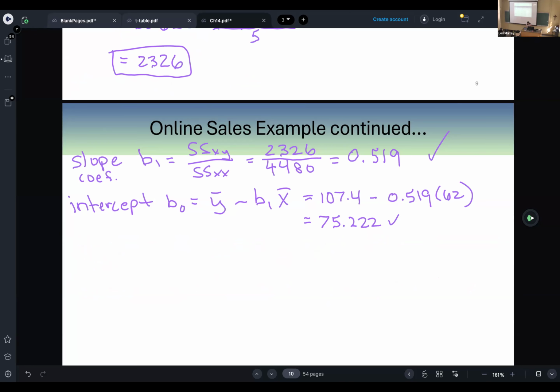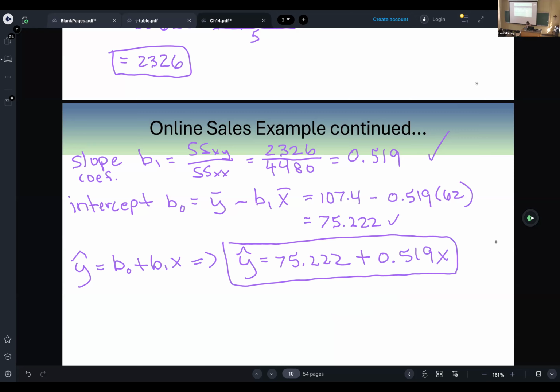Once you have those two numbers, you have your equation. Now I'm going to put it all together: y hat equals 75.222 plus 0.519 times x. It's always good to write down what the equation is. Notice how I wrote that down first, and then I put it in, because it shows that I know I'm putting in B naught and B1, because those are our estimates for our true slope and intercept.